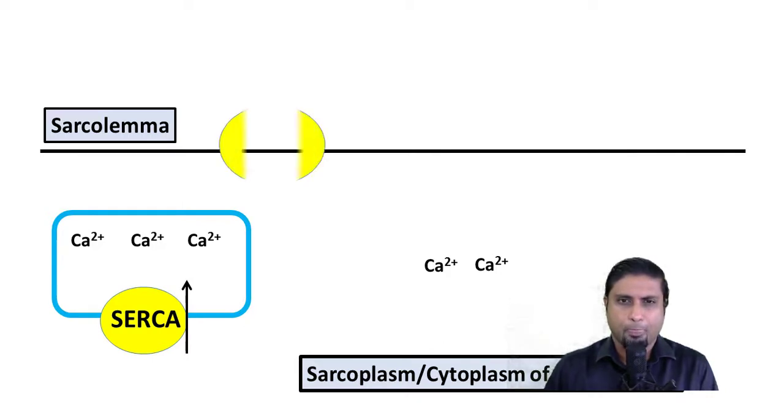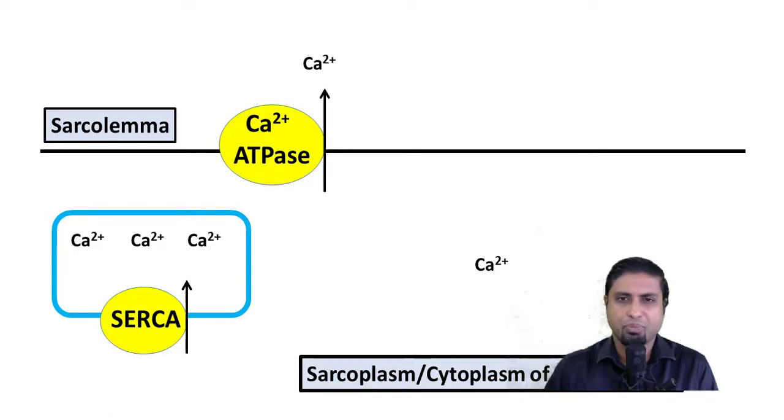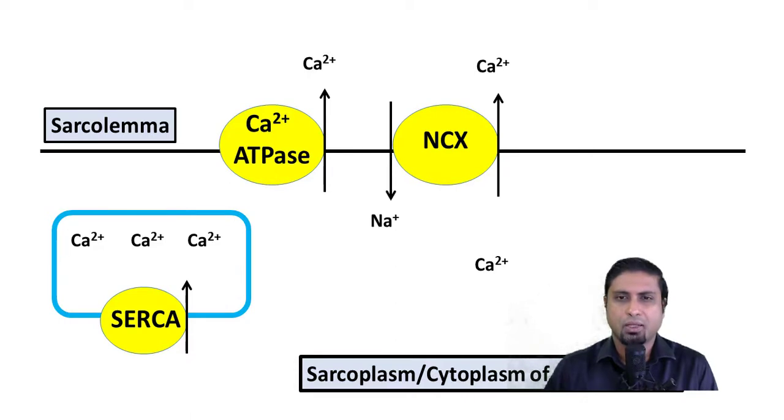But as you can see, there is still some calcium left in the sarcoplasm, and that calcium needs to be got rid of. There is a calcium ATPase pump seen on the sarcolemma. It pumps calcium out of the cell, thus reducing the sarcoplasmic calcium further. But there is still some calcium left, and that calcium also needs to be pumped out, and this is achieved with the help of a pump known as a sodium calcium exchanger, or the NCX. The NCX pumps calcium out, and in exchange it pumps sodium into the cell. And in these ways the calcium is completely cleared from the cytoplasm.